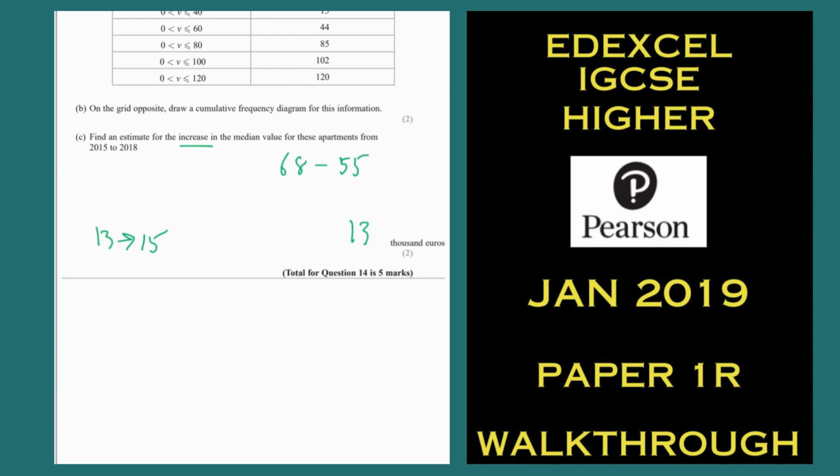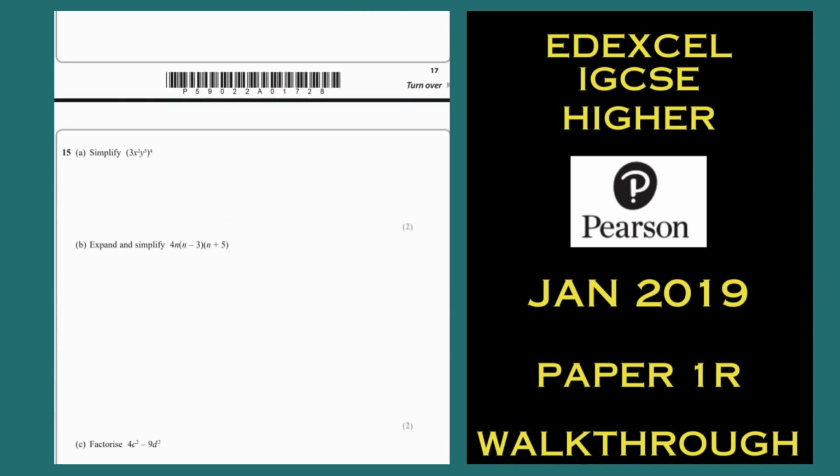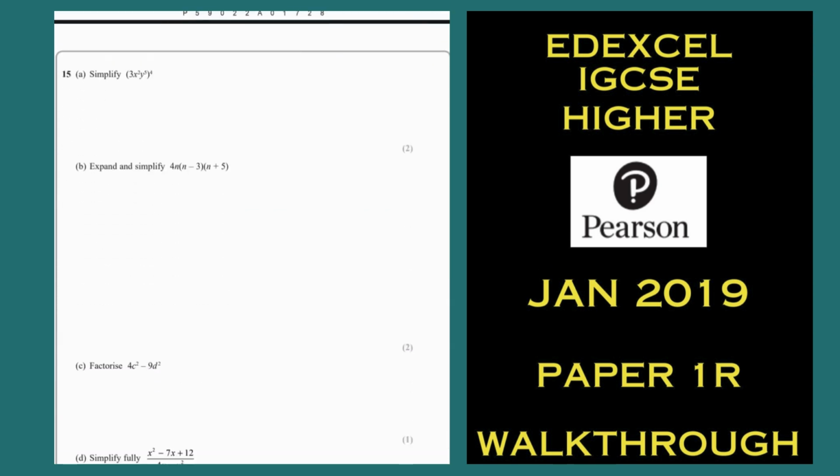On we go. So we've got some laws of indices. As always with these, one thing at a time. Do 3 to the power of 4. Calc if you need to, mental arithmetic's fine. Then when you've got a power to a power, that's when you multiply the powers. So 2 times 4 means we have x to the power of 8, and 5 fours are 20, so we have y to the power of 20.